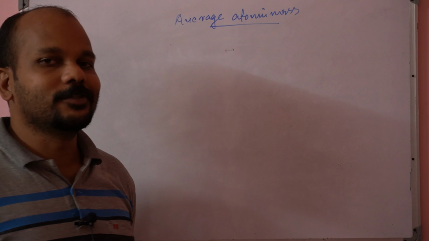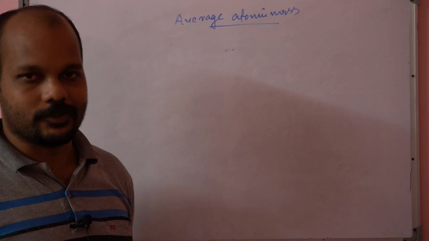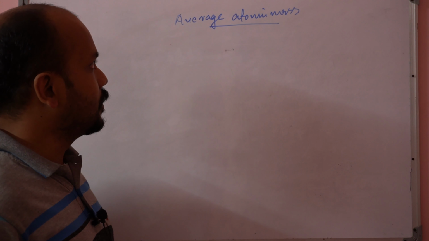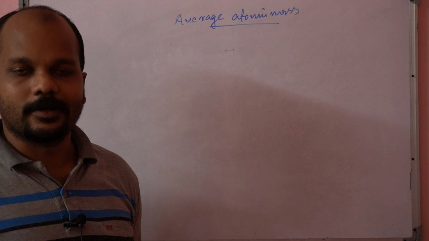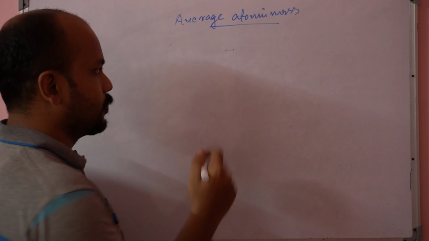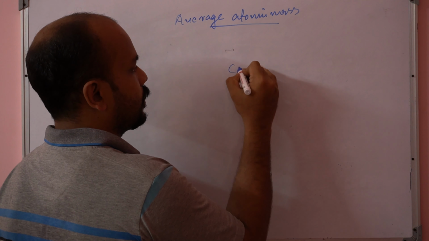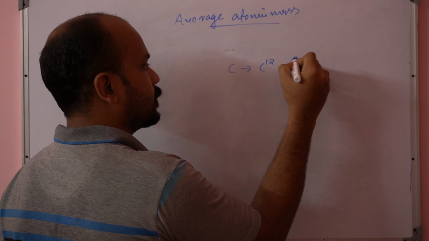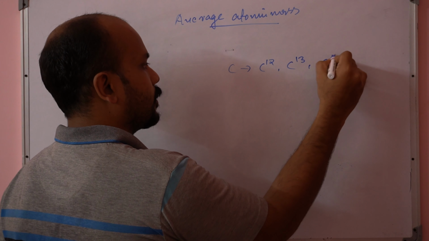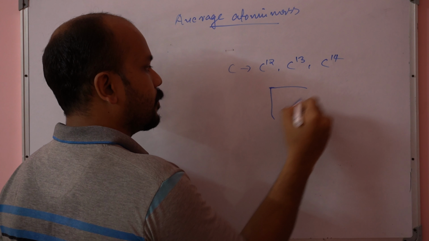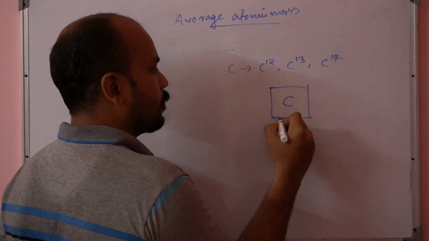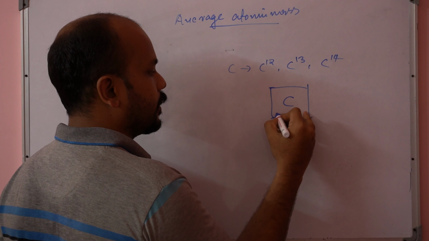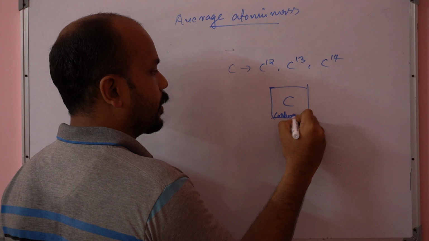You already know what the term atomic mass refers to, right? And in the case of isotopes, consider carbon. Carbon exists in three different isotopes: C12, C13 and C14. If you see the periodic table, you will see carbon in this way, and the name of the element will be written here.